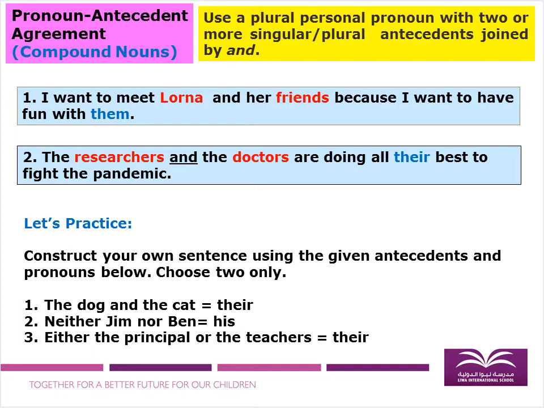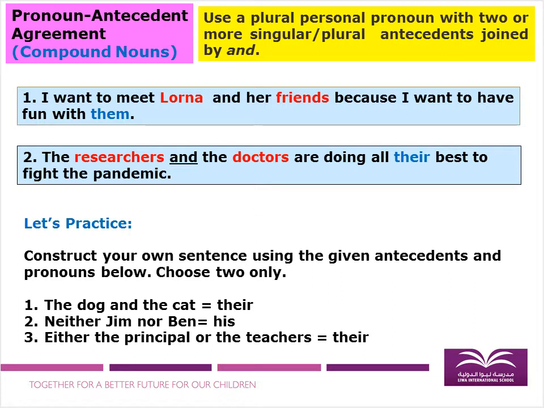Them is our pronoun. Number 2, the researchers and the doctors are doing all their best to fight the pandemic. Now we have two antecedents here again, researchers and the doctors. Look at the highlighted words, the red words, researchers and doctors, and we have and between them. So I use their here for our pronoun. It agrees with its antecedents, researchers and doctors.